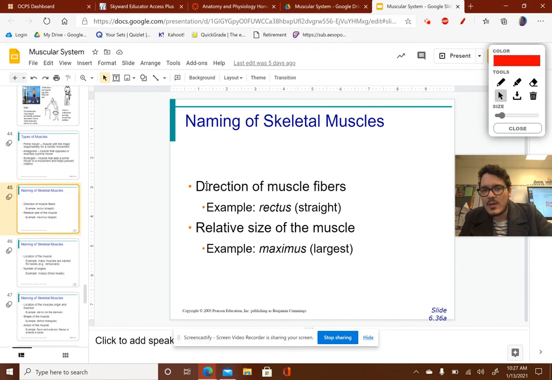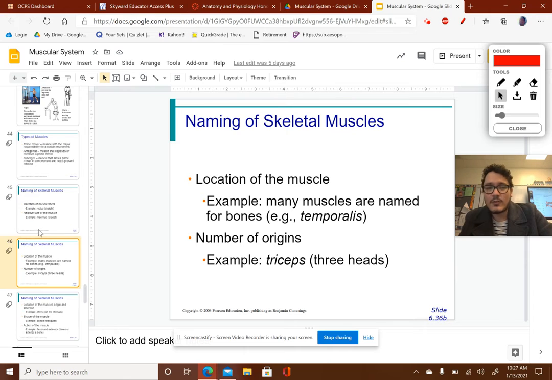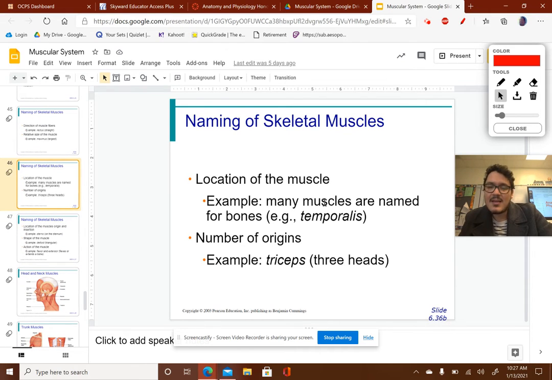So sometimes you name a muscle based off the direction of the fibers. For instance, rectus means straight. There's a muscle called the rectus abdominis that has a bunch of straight fibers. Sometimes you name the muscle based off the size, like maximus is indicating it's large. Sometimes you name it based off location, which are the easiest muscles in my opinion to remember. Like temporalis is found on your temporal bone.